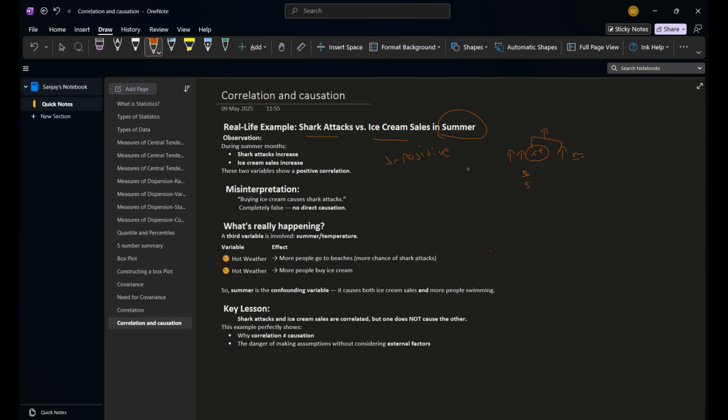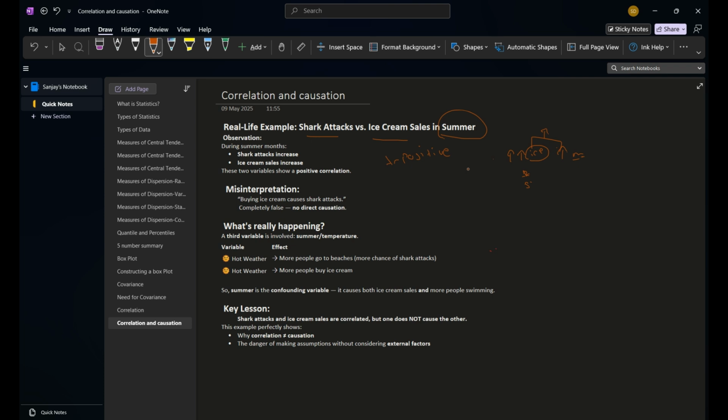So a misinterpretation that can be taken from this positive correlation is that buying ice cream causes shark attacks. This is some of the misinterpretation we can take from correlation. But it's completely false. There is no direct causation between both of these. So there must be a third variable which is causing that.